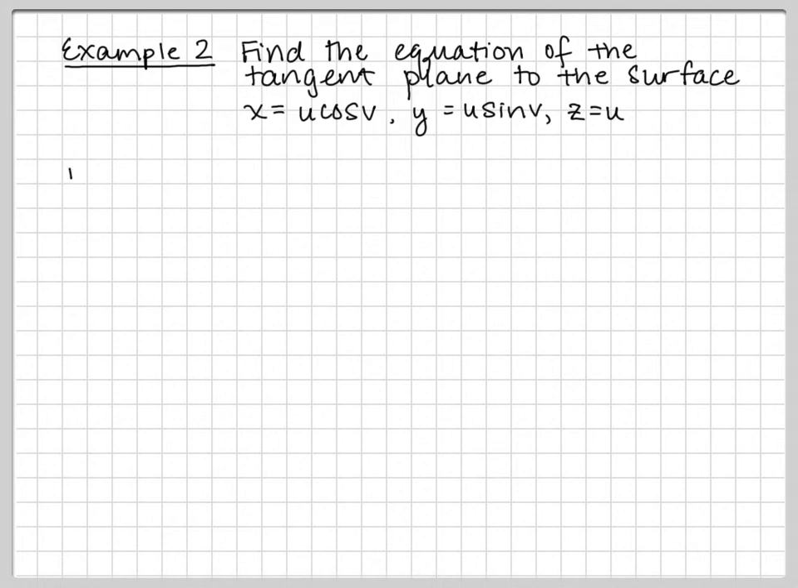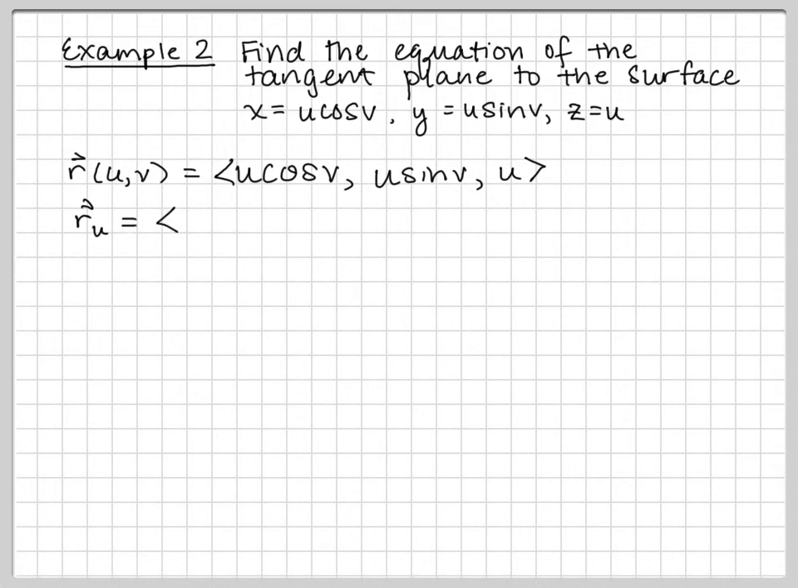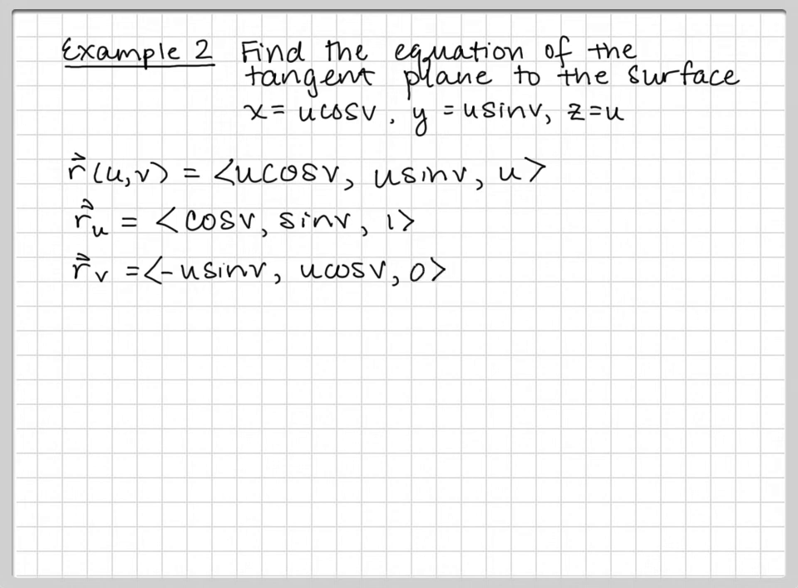Okay, so my r of u, v is u cosine v, u sine v, u. Let's find the derivative with respect to u, which is going to be cosine v, sine v, 1, and the derivative with respect to v is going to be negative u sine v, u cosine v, 0. Okay, now we're going to cross those.